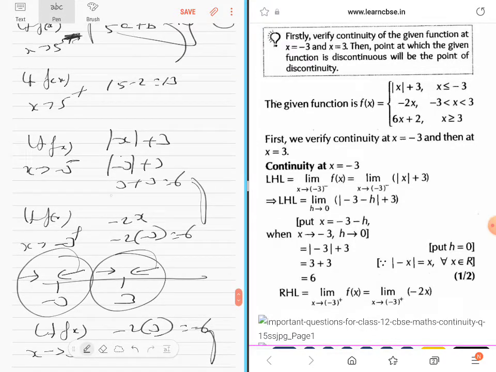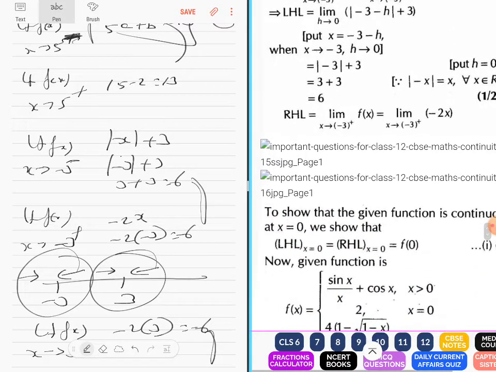Checking left of minus 3, the formula is this: 3 plus 3, 6. Here it is minus 2x, minus 3 means 6. So it's continuous at minus 3, no doubt. At 3 only I have a problem. If you put 3, it will become minus 6. If you put 3 here, it becomes 20. Definitely it's not continuous at 3. I don't know what he has written, but you know what you have to write. Okay, so let's go to the next question.